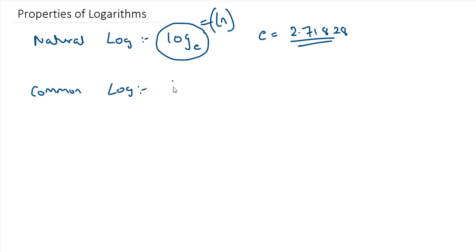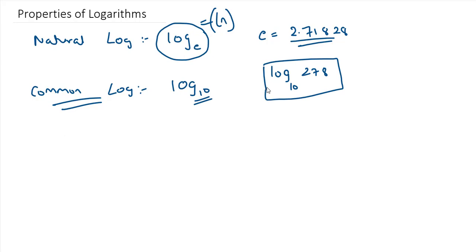In common log, the base is 10. So wherever you see the base as 10, then that logarithm is known as common logarithm. In a question, sometimes it is possible that the base is not given. It will be simply given as log of 278 or some number, and the base will be missing. So in such cases, you will have to assume the base as 10. We'll have to assume it to be a common logarithm and solve the problem.